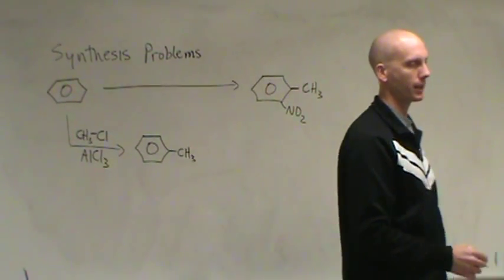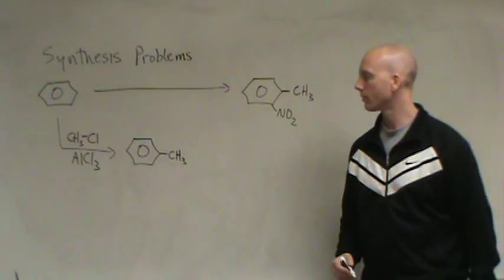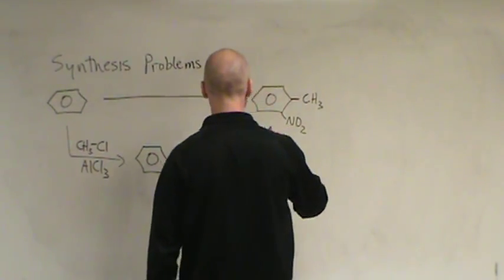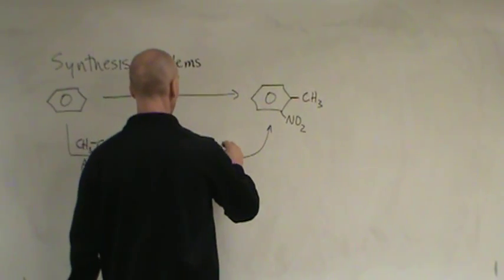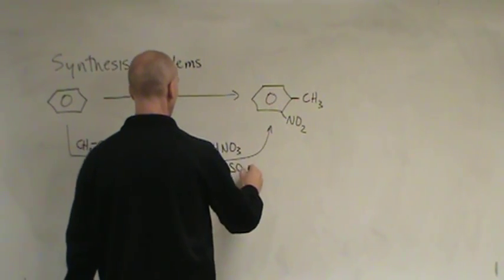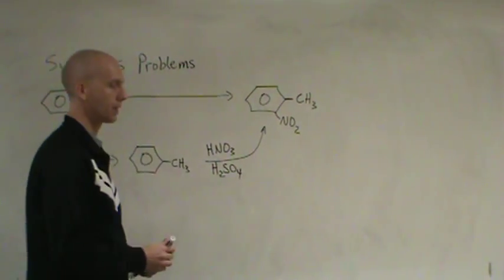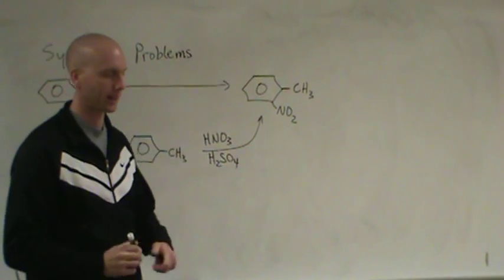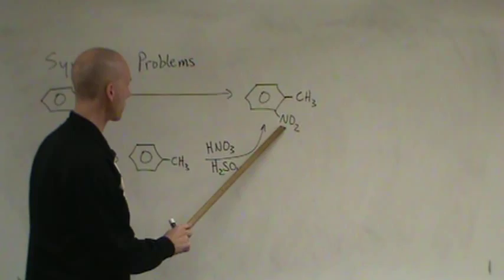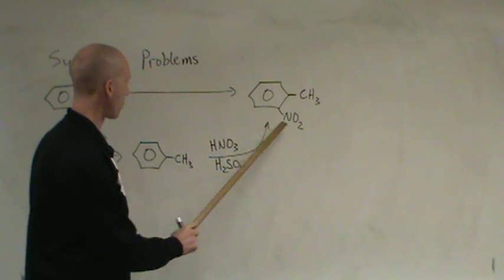So that puts on the methyl group. And then secondly, to put on the nitro group, remember, a mixture of nitric acid and sulfuric acid. Okay? Then that will put on the group ortho.